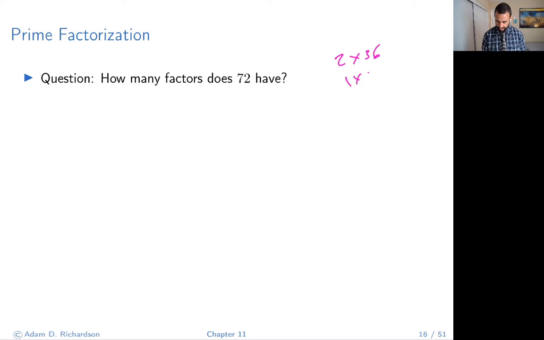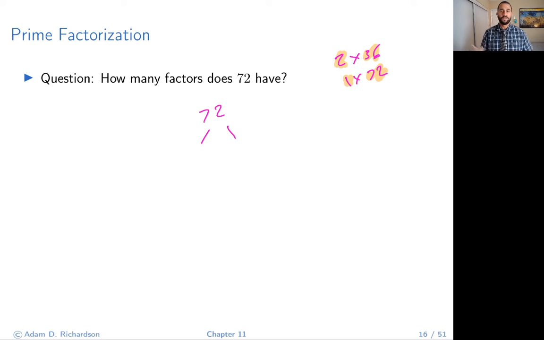1 and 72, obviously, are factors. But the question is, how many of these factors does this number contain? Is there a way for me to tell, right? Well, the first thing we're going to do is find its prime factorization. So let's do a factor tree for 72.